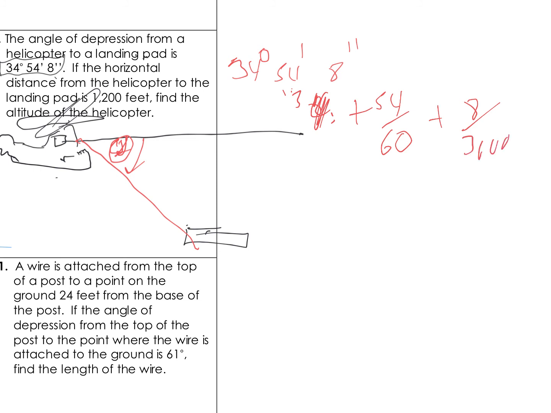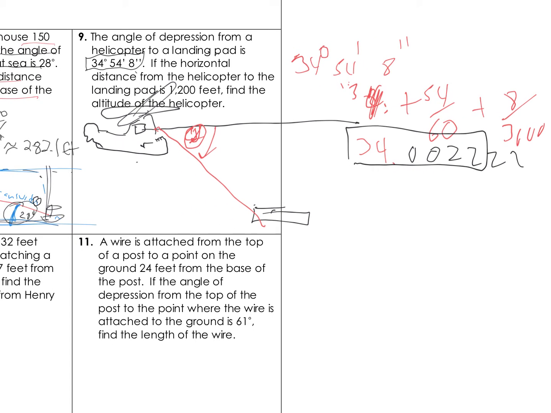3,600. Could someone please tell me what that is? Give me 4 decimals. That's 34 point 0022. Is there any more decimals? 2 repeating, forever. All right. So if I were you, I would keep at least those 4. 34.0022 until the bitter end.